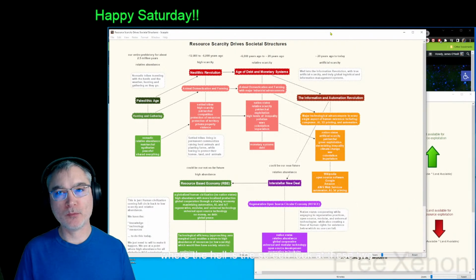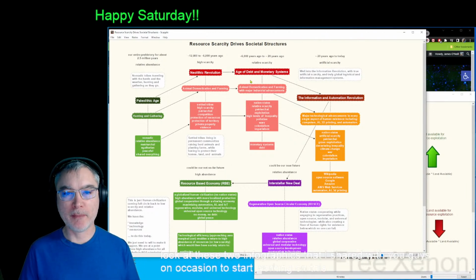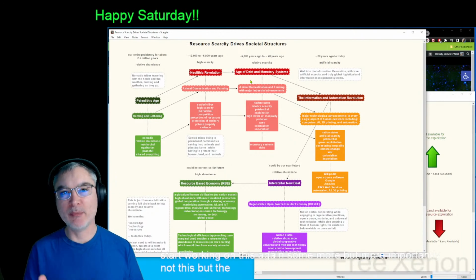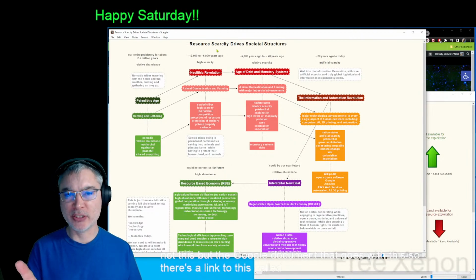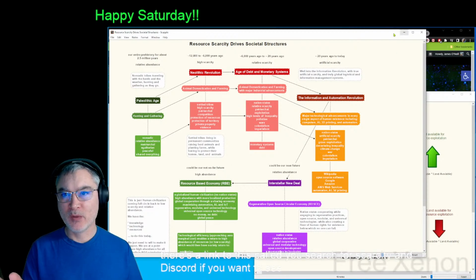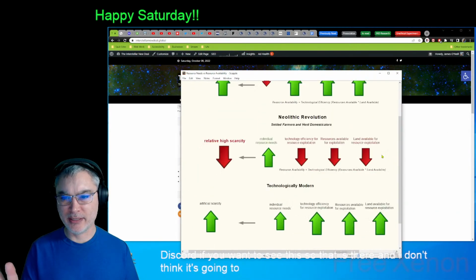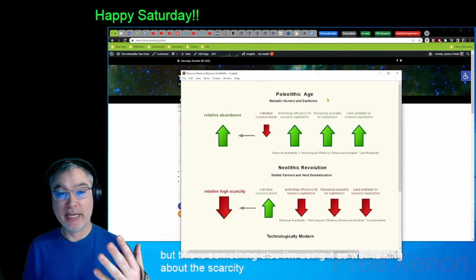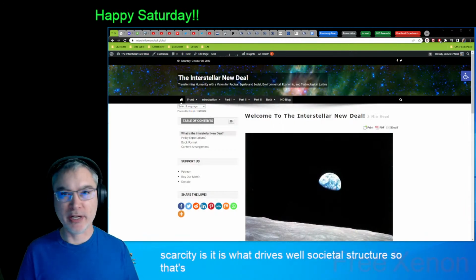So I've got these two infographics that I've shared with you guys on occasion. I started working on this again some more, but more importantly, the Google document that goes with this. There are links to this. Just search for Scarcity in Discord if you want to see it. I don't think there's a link to this one yet, but it's something else I'm using, talking about how scarcity is what drives societal structure. So that's another thing I'm working on.